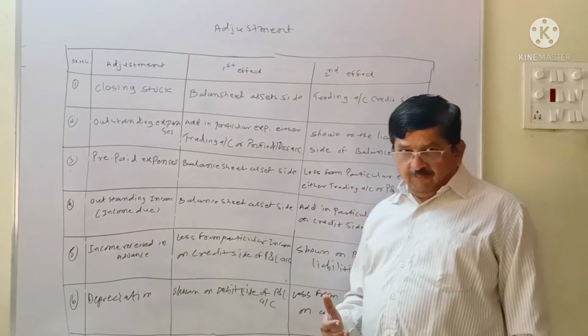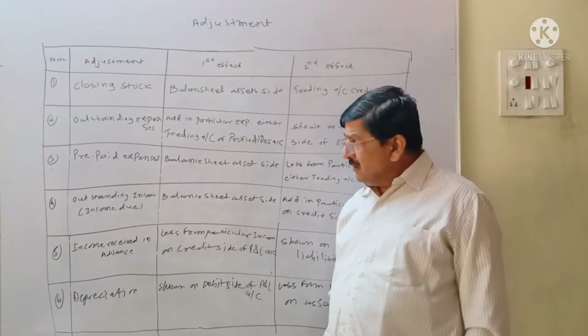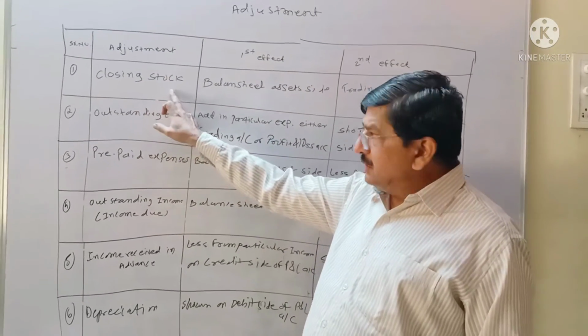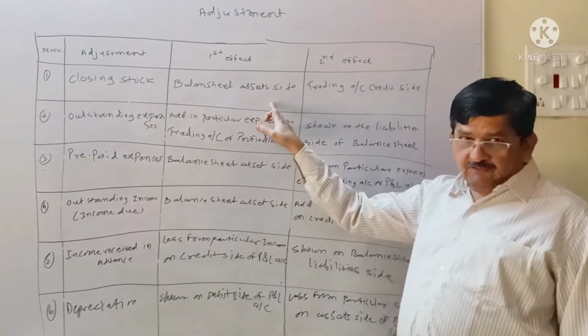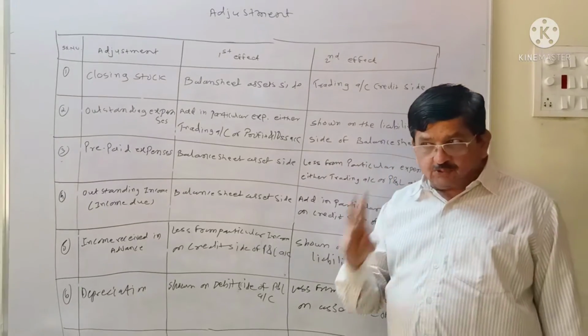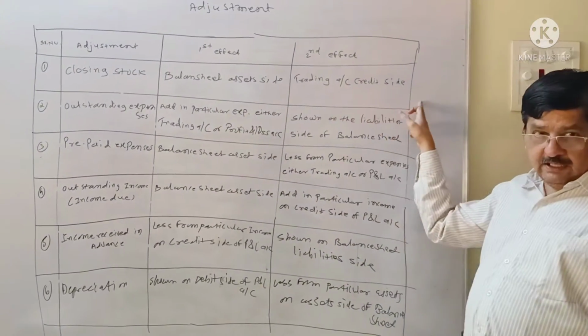In the last lecture, I explained trading account, profit and loss account and balance sheet, and how to prepare them. While preparing final accounts, under the trial balance, some adjustments are given. First adjustment is the closing stock. Closing stock is taken on the balance sheet asset side as the first effect, and second, on the trading account credit side. Every adjustment has two effects: balance sheet asset means debit, and trading account credit side.